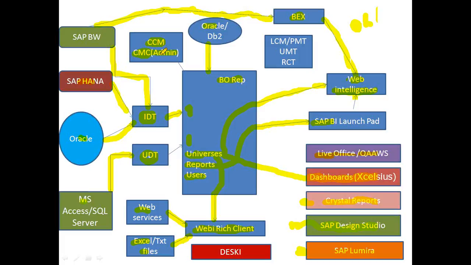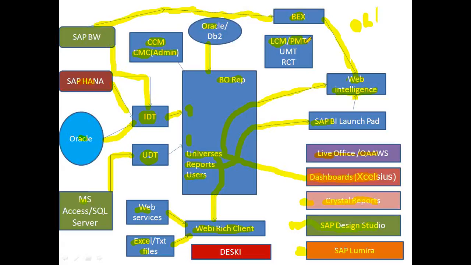Once you complete the implementation, you need to move those reports to the QA system and the production system. So we need to move the reports from the development system to the QA system. To do that, we use the promotion management tool. Promotion management is a tool to release the project from development to QA to production. In the earlier version, 3.x, it was called LCM, which stands for Life Cycle Management tool.